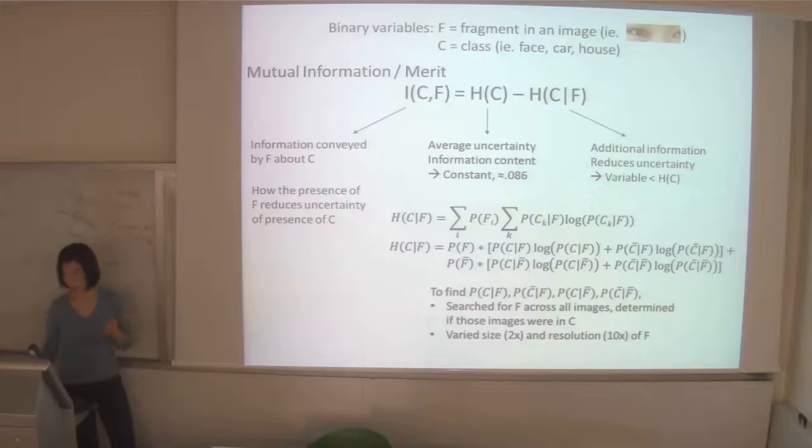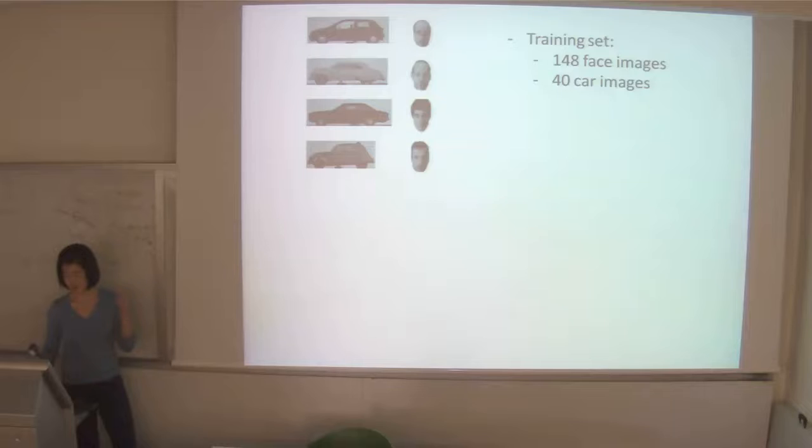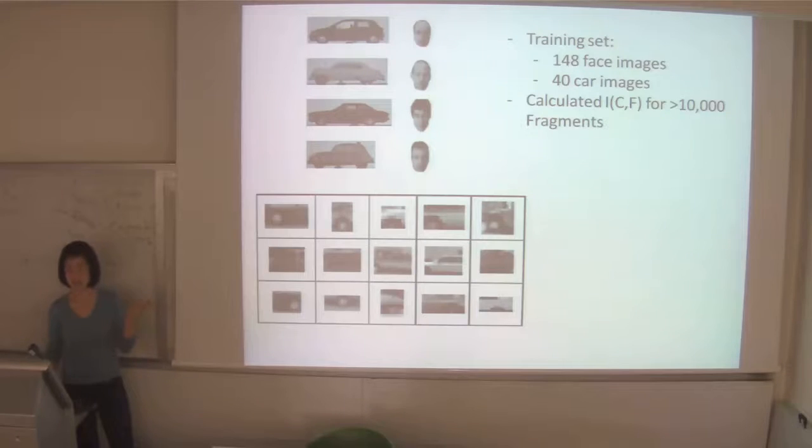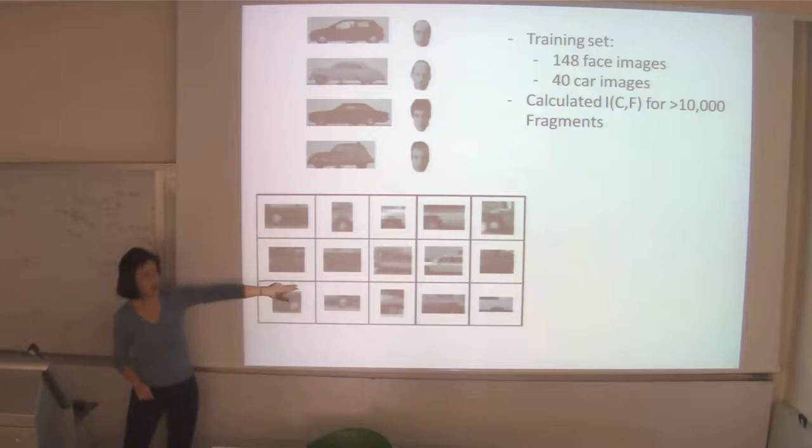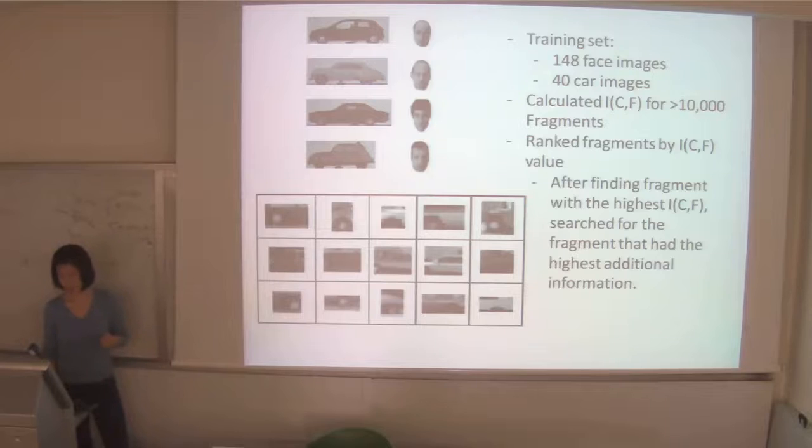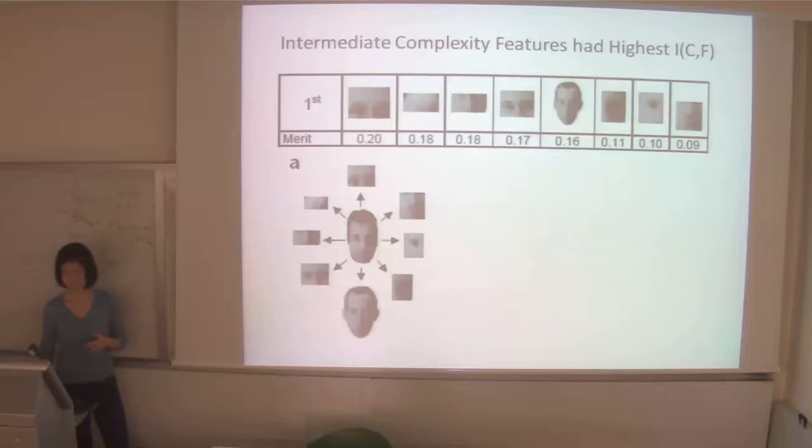And essentially what they're left with is, they take these 148 face images, they also look at cars, and they calculate the mutual merit for over 10,000 fragments. So here you have some examples of car fragments that they took. And then they ranked the mutual information of these fragments. After finding the fragment with the highest mutual information, they searched for the fragment that had the next highest amount of information. So here's a sample of what they found.